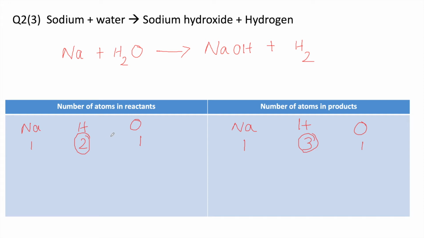So hydrogen, here it is 2, here it is 3. So if I keep a 2 here, what did hydrogen become? It is 4 now. What about here?